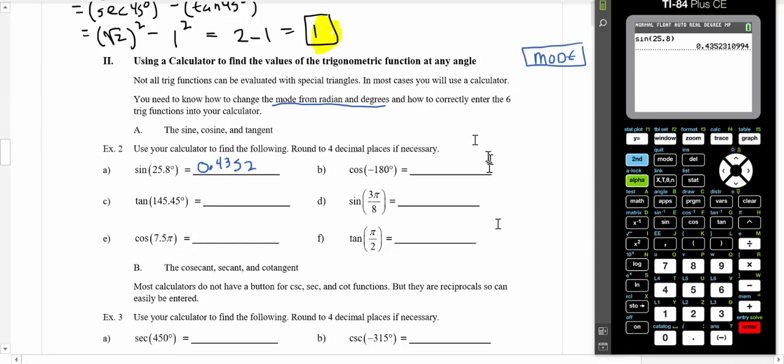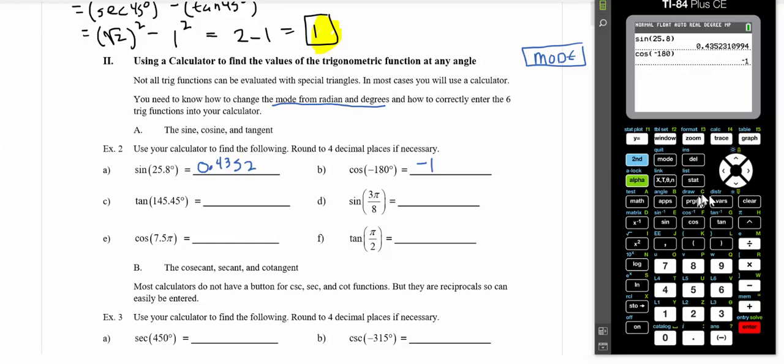All right, next one, we'd go cosine. Now, don't use the subtraction symbol, use the negative key. So we just go cosine negative 180. I think that'll give you negative 1. Eventually we're going to learn how to do some of these things in our head, like the one I just did there. I know what the answer of that one is, and you'll know that one too.